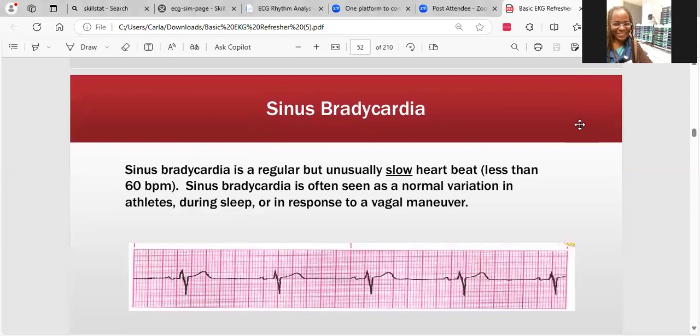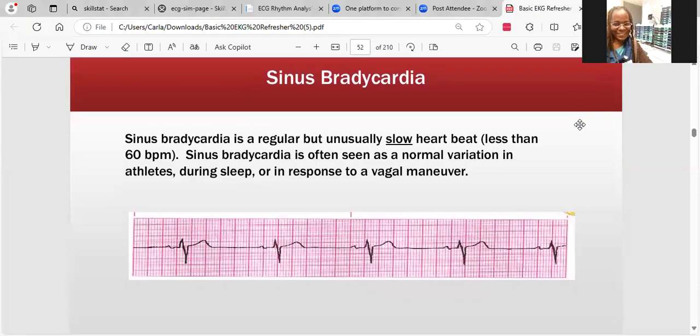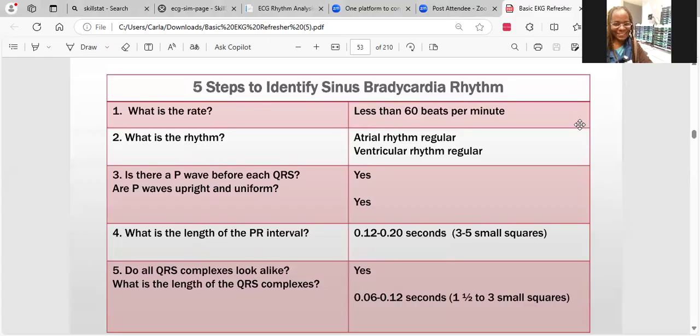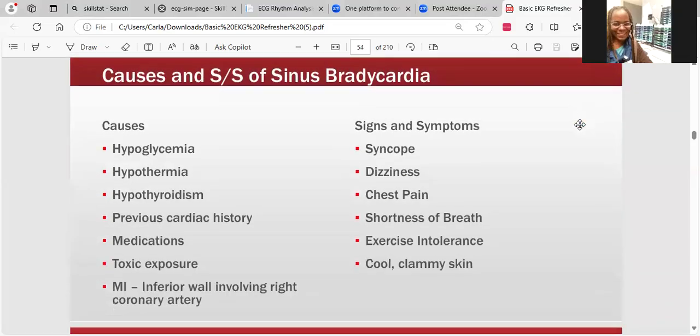Sinus brady. Sinus brady is a regular but unusually slow heartbeat, less than 60 beats per minute. Here we have a P wave that is followed by a QRS complex, but the rate is much slower. The rhythm is consistent because the R to R's are evenly spaced. So this is how we would go on to interpret. What is the rate? 60 beats per minute. What is the rhythm? We know the rhythm is regular. Are there P waves? Yes. Do all the complexes look the same? Yes.